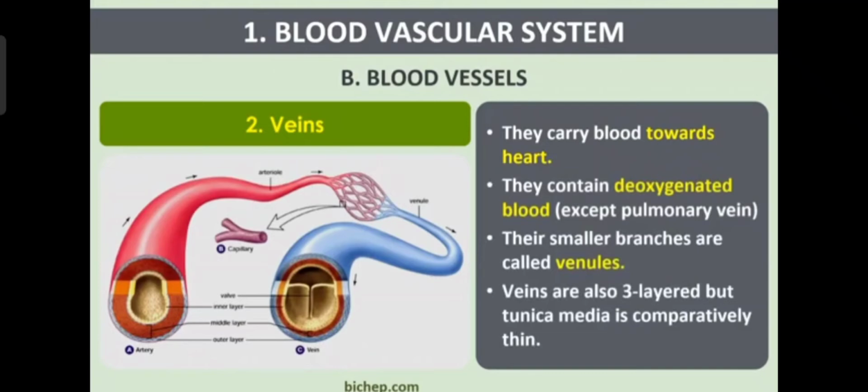And veins always carry the deoxygenated blood. But here also one exception is there, that is the pulmonary vein. Instead of carrying deoxygenated blood, this vein carries the oxygenated blood. Then the branches of the veins are called the venules. Clear? So arteries always carry the oxygenated blood, veins always carry the deoxygenated blood. You remember that.